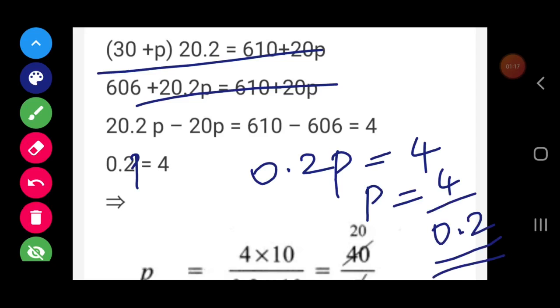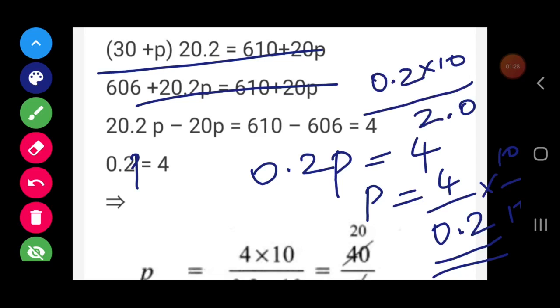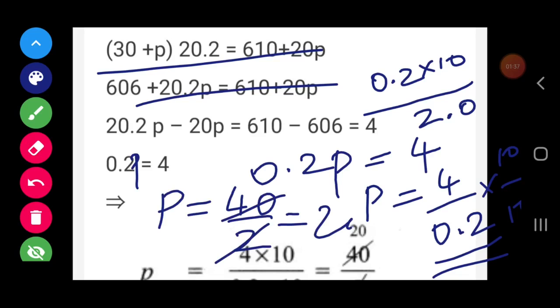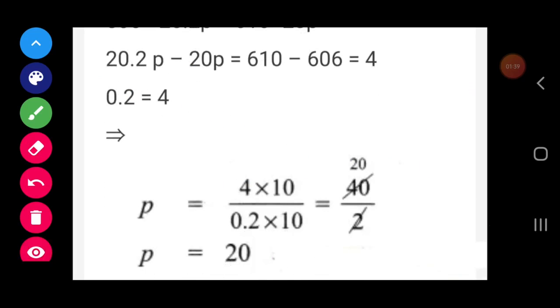Here the decimal value is there. So to cancel this decimal we have to multiply by 10. When it is multiplied by 10, 0.2 into 10 will be 2.0, so it becomes 2. Now in the numerator when we multiply it becomes 40 by 2. When we divide this it will be 20. So our final answer is P is equal to 20.